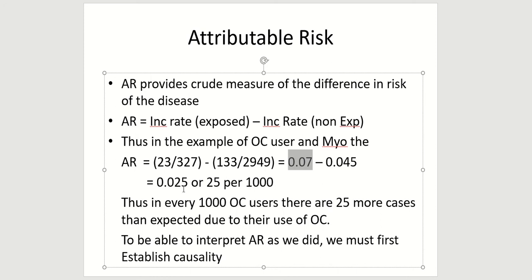However, to be talking about attributable cause, you should first be able to establish causality. And we are going back to the Bradford Hill story. Notice how we are going back to Bradford Hill. So before you can talk about this causality, you should be able to establish the Bradford Hill criteria. But anyway, we're going to continue discussing it, even though you haven't established it.